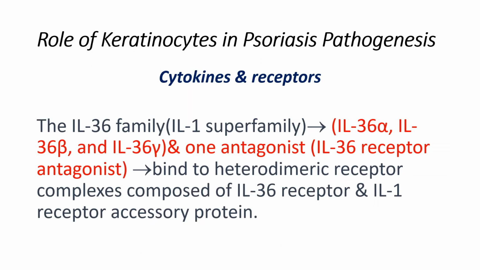Now I'm going to talk about another important cytokine in psoriasis, which is interleukin 36. The interleukin 36 family, which belongs to the interleukin-1 superfamily, consists of three agonists, which are interleukin 36 alpha, beta, and gamma, and one antagonist, interleukin 36 receptor antagonist. All members of this family bind to heterodimeric receptor complexes composed of interleukin 36 receptor and interleukin-1 receptor accessory protein.